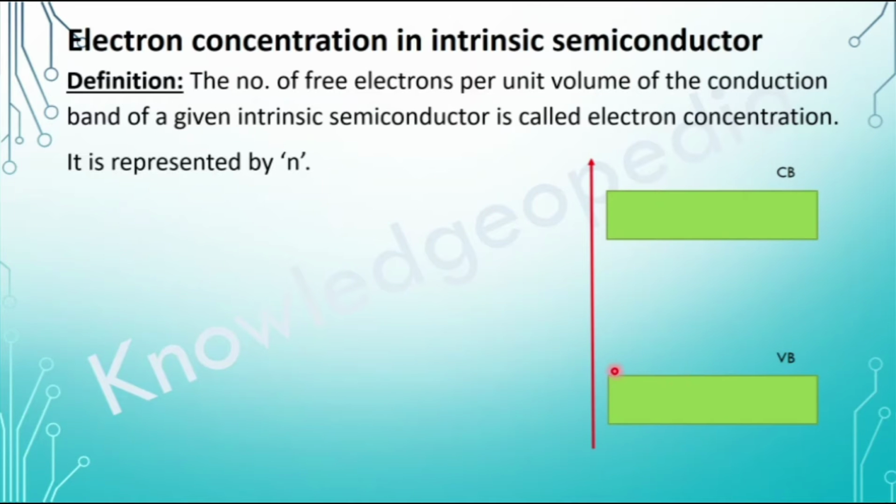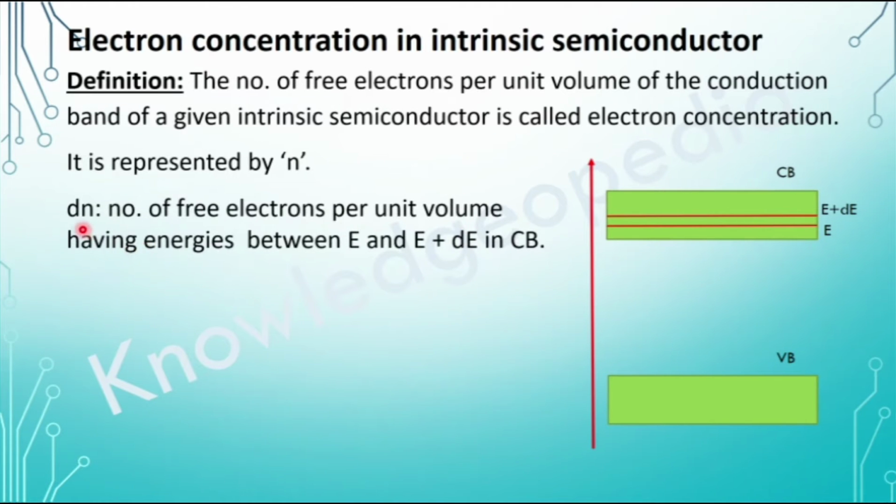Here this is the valence band and this is the conduction band. For this calculation, we will be considering two energy states in the conduction band. The first one is at energy E, so this is the energy state with energy E. Next, we will be considering an energy state with energy E plus dE. And the number of free electrons in between these two energy states is given by dN.